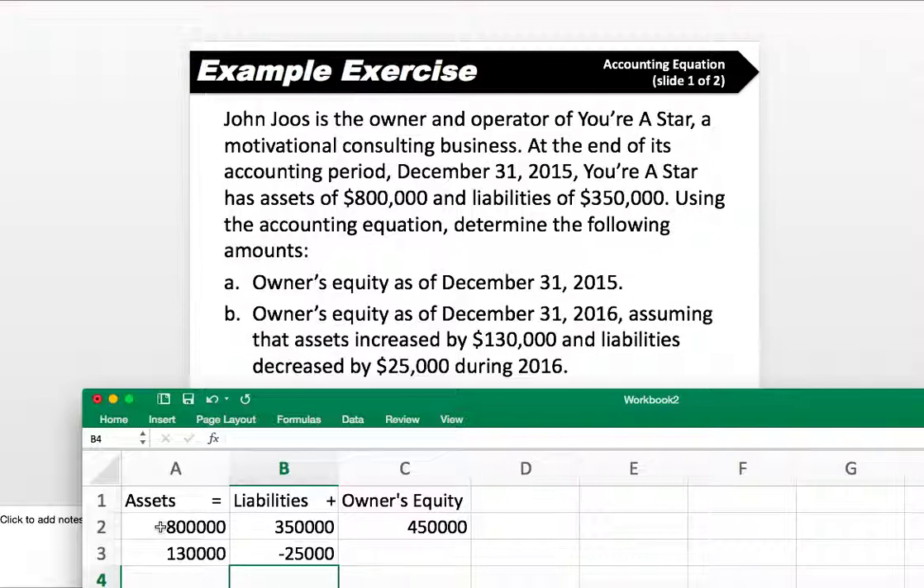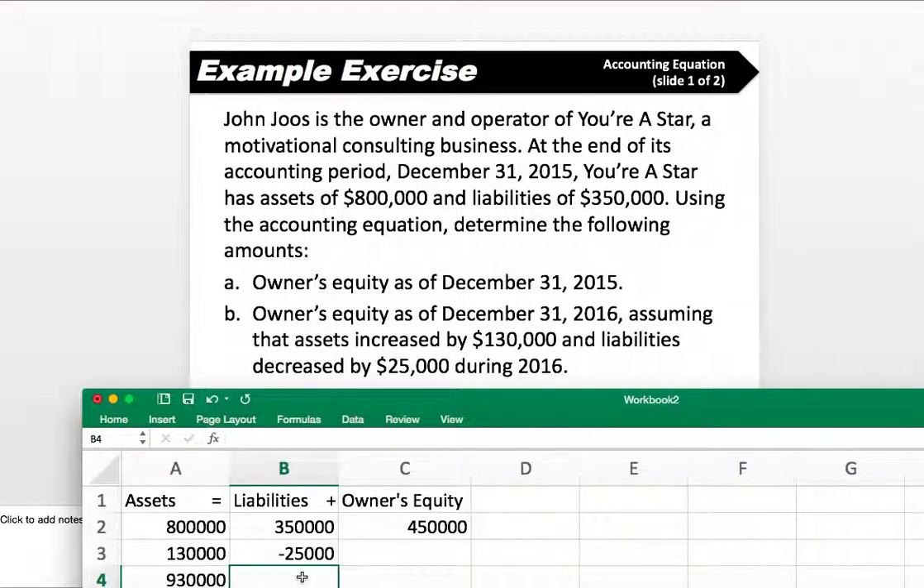Well, you see, if you set it up just like the accounting equation, assets equal liabilities plus owner's equity, and you solve for owner's equity, then for part A, the answer is $450,000. Then in part B, they want us to find owner's equity at the end of 2016, assuming that assets have increased by 130. That means at the end of 2016, assets are now $930,000.